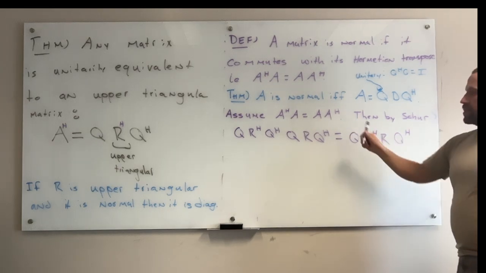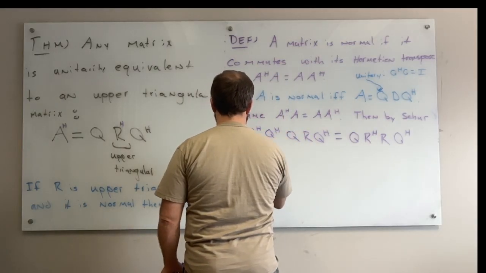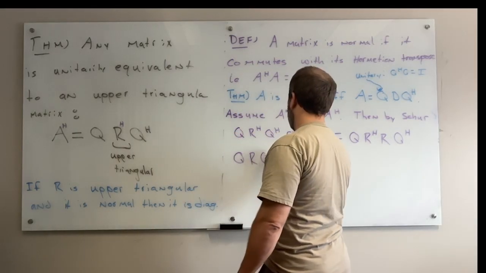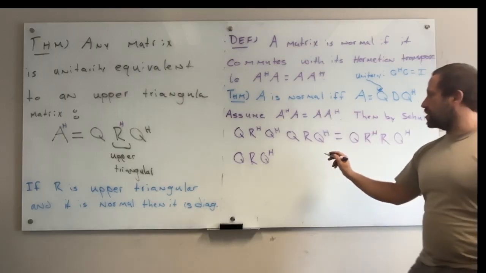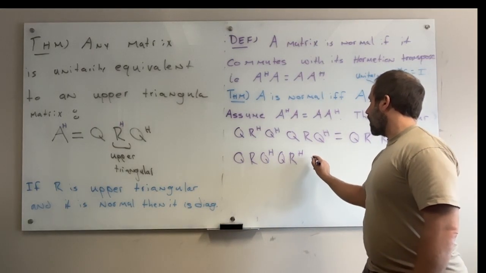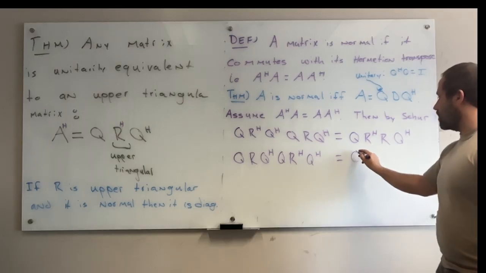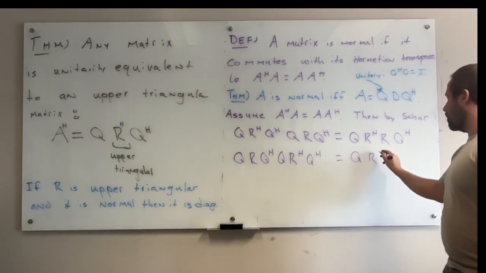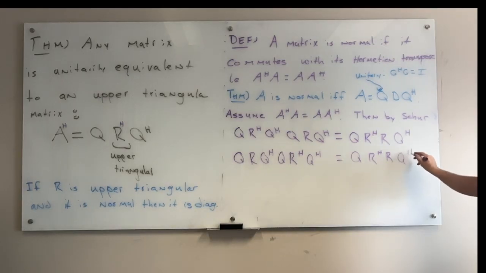Now, if I do A times A^H, well, A is Q times R times Q^H, and A^H is Q R^H Q^H, and now this is equal to Q times R R^H times Q^H.